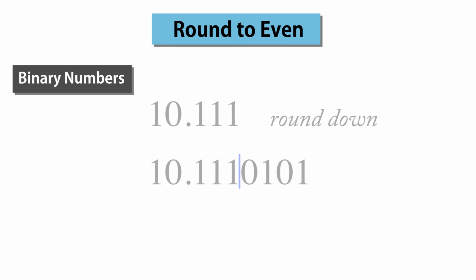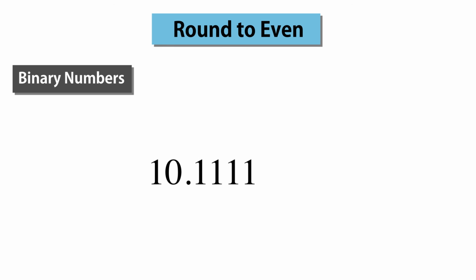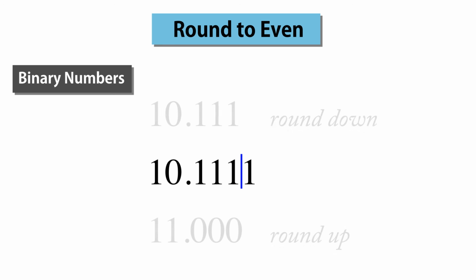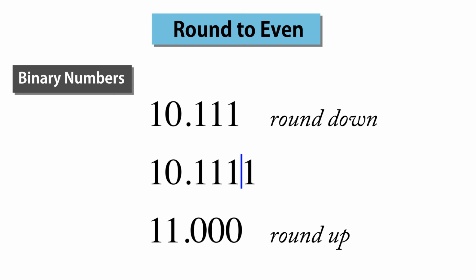Finally, consider a third case. Here, what follows the rounding point is exactly equal to 1 followed by an infinite series of zeros, so we must round to even. The round up and round down values are shown here. We choose to round up to 11.000.